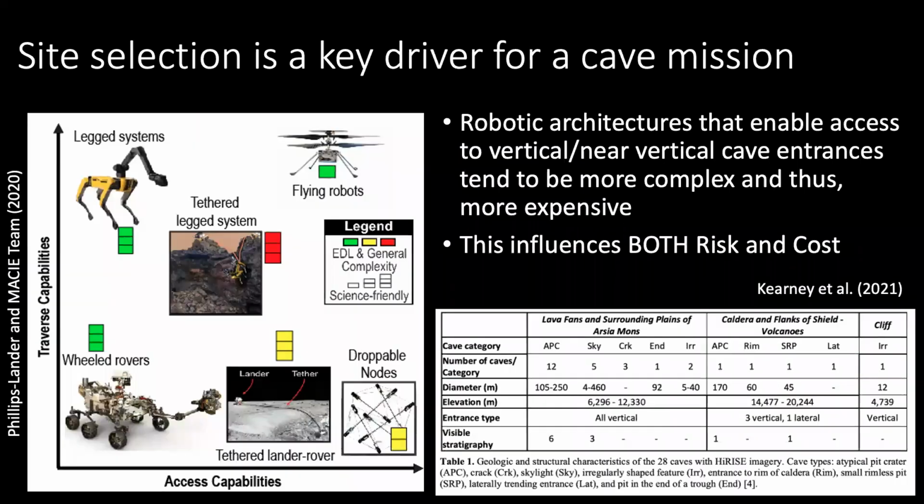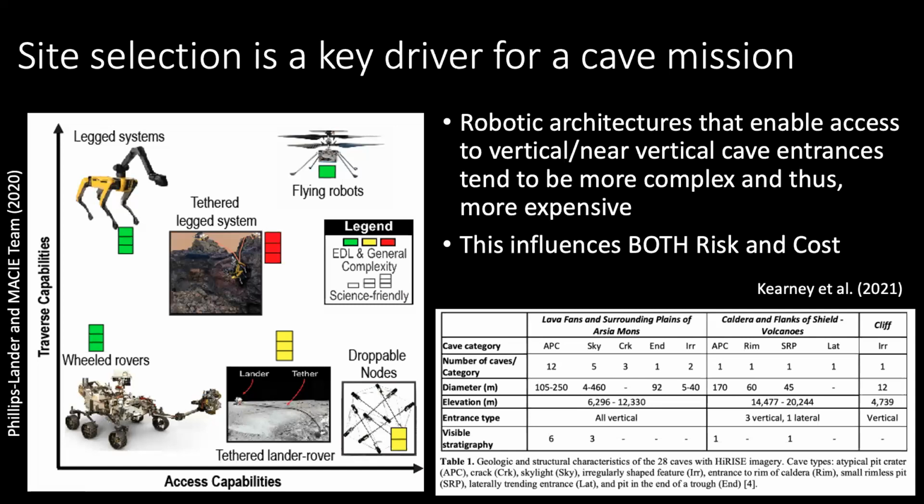So what does that look like for robots? Obviously, on the left-hand side of the diagram, you have legged or wheeled rover systems that could just drive right into that lateral cave entrance. And that would be best case scenario because it's the least complex and thus the most money available for your science. As you move to the right-hand side, things get more challenging. Maybe the flying robot is not as challenging.